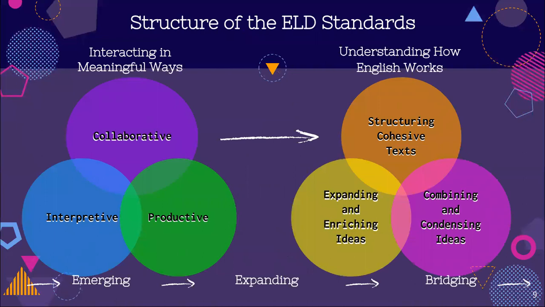Moving on to the standards themselves. The standards themselves are broken into 3 sections, and the 3 sections are interacting in meaningful ways and understanding how English works. The intent of the standards is really to capture a multi-layered complex process that it takes in order for English language development to occur, and that these are helpful and useful for teachers no matter what level you teach, no matter what content area you teach. And they are to help students engage with content regardless of their language proficiency.